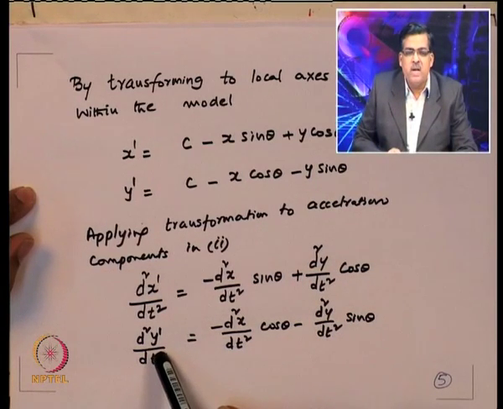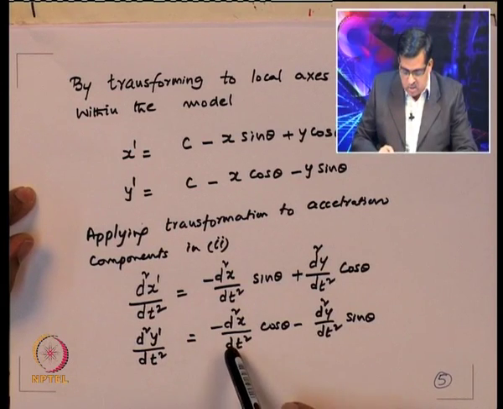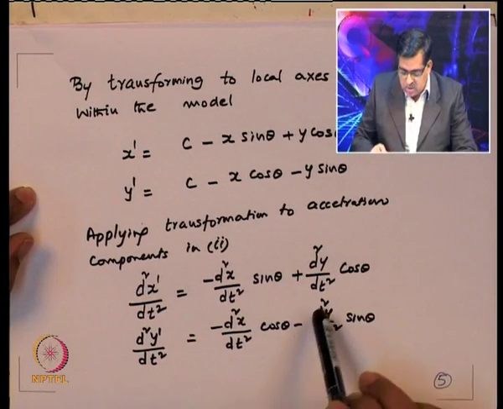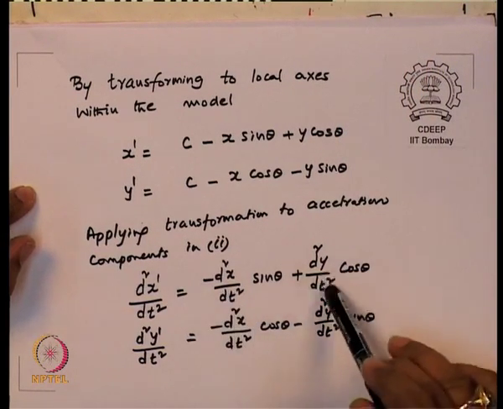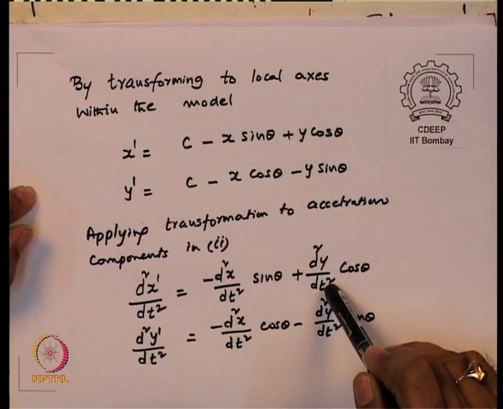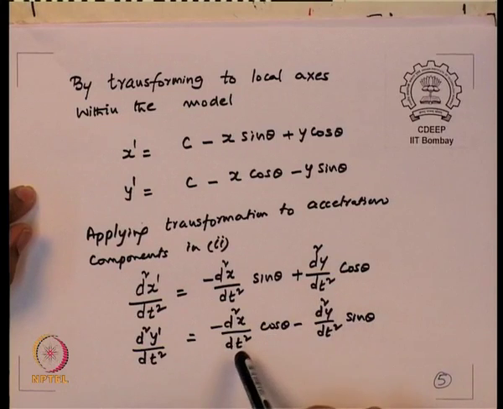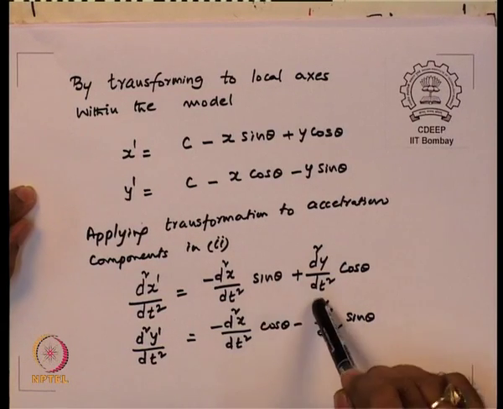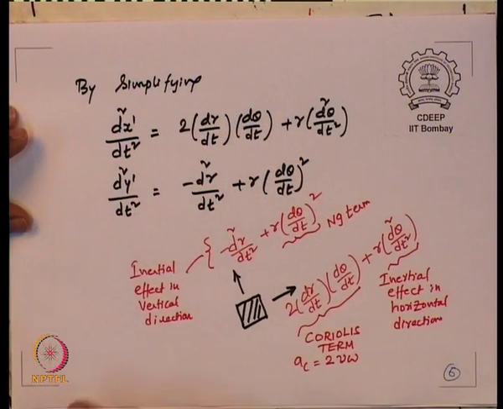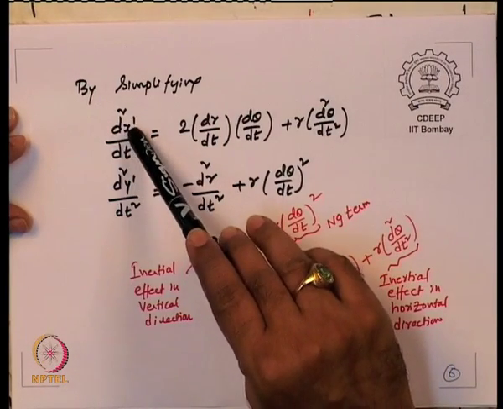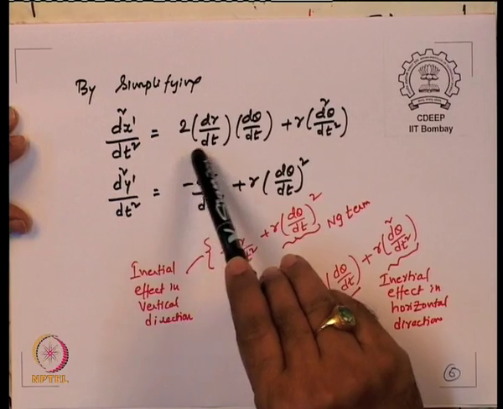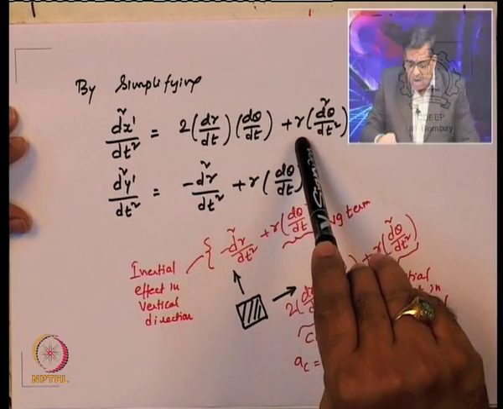Similarly, in the y dash direction, d square y dash by dt square is equal to minus d square x by dt square cos theta minus d square y by dt square sin theta. We know d square x by dt square and d square y by dt square with reference to global coordinates at the center of the shaft. By substituting and simplifying, what we get is that d square x dash by dt square is equal to 2 dr by dt d theta by dt plus r d square theta by dt square.